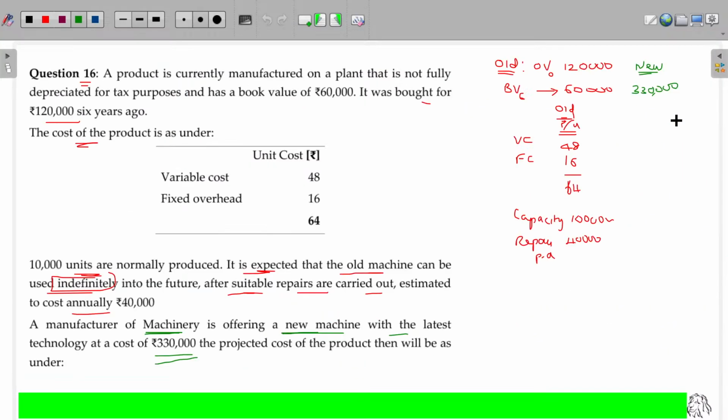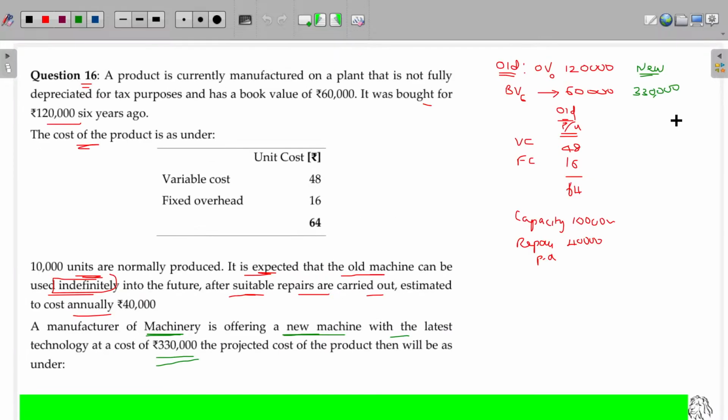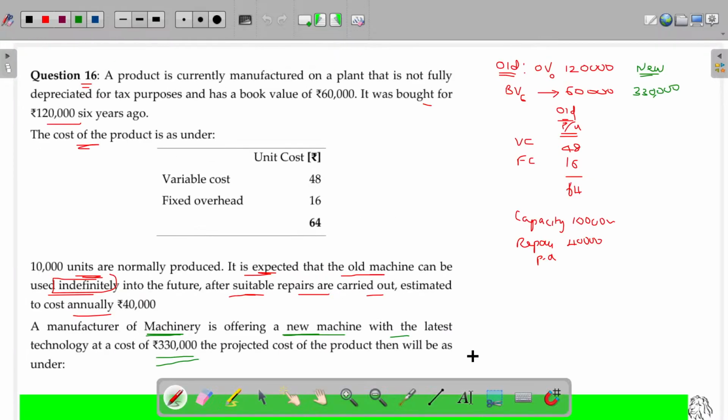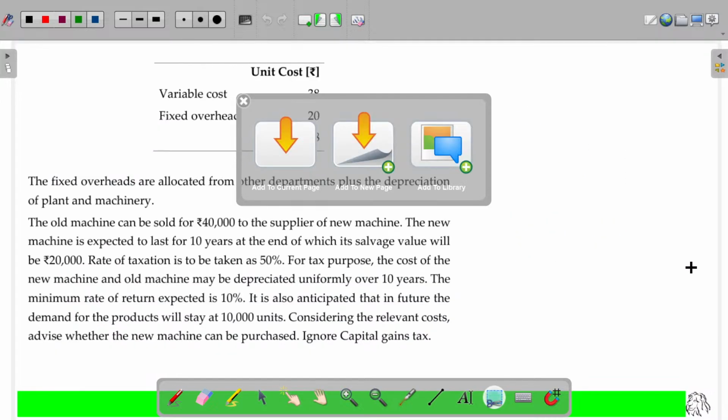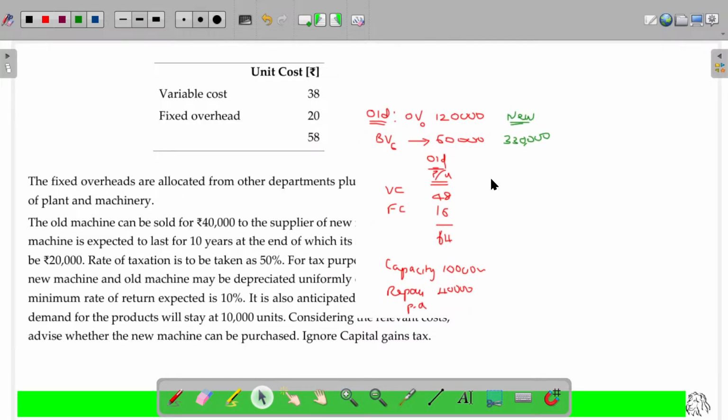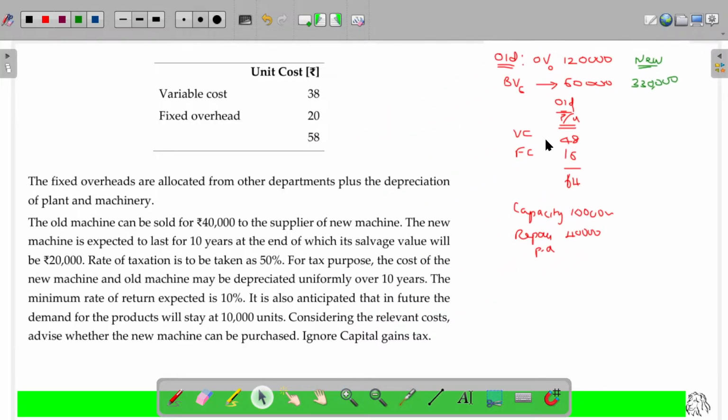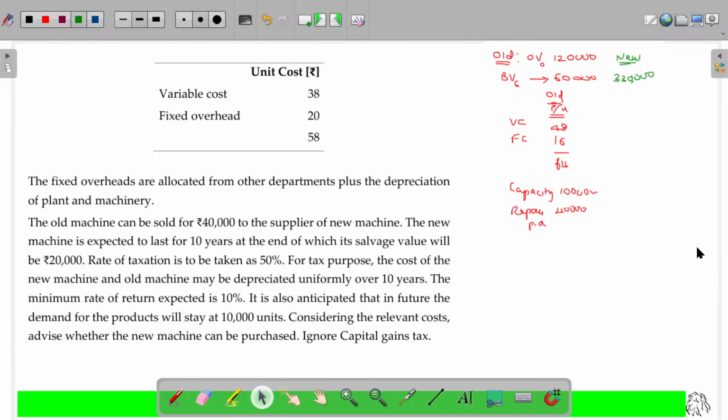Now, other costs. Always remember, noting this information will help you to solve the illustration without referring to the question again. Whenever you solve the illustration, immediately make a note of the things given. Okay, given information, note everything as soon as possible.